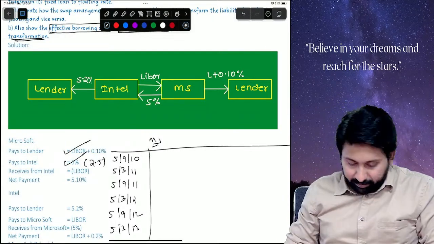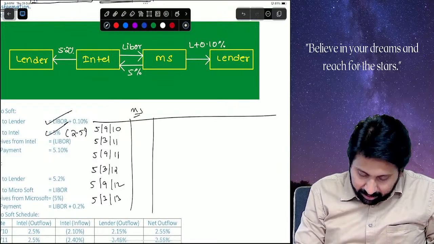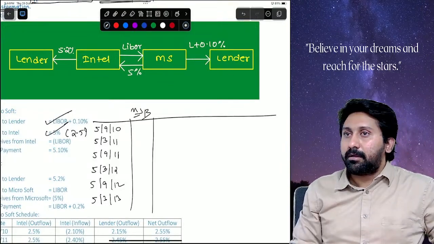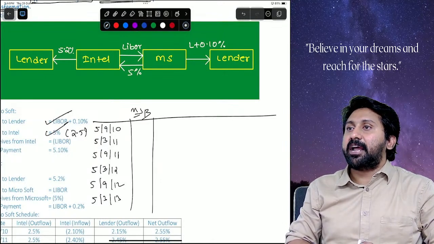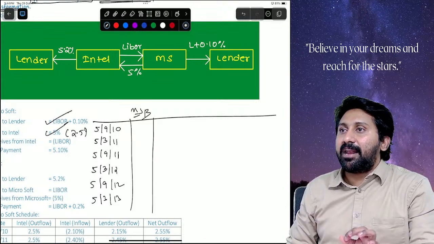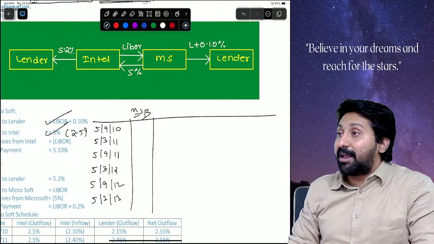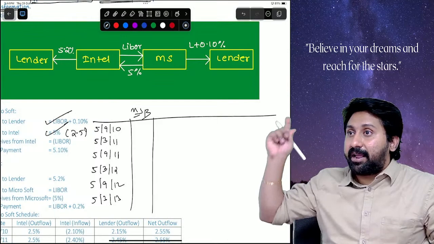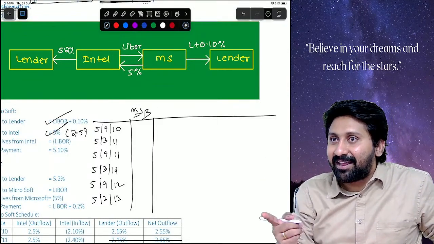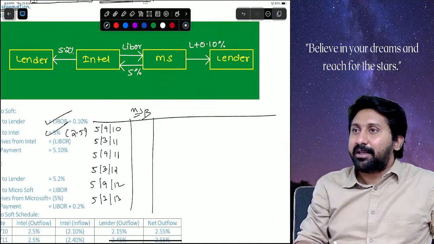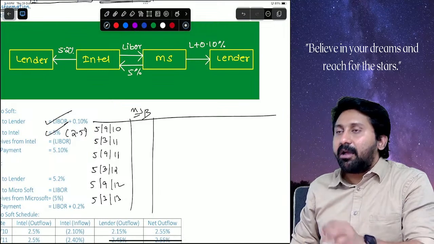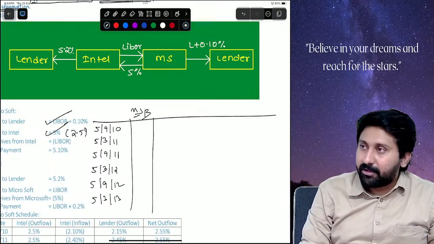Answer. Okay. First tell me, with the banker, how much Intel has to pay? Think and answer at respective dates. LIBOR or LIBOR plus 0.1? LIBOR plus 0.1. Originally with the banker, Microsoft has to pay. I said Intel. Sorry, I'm very sorry. Microsoft has to pay LIBOR plus 0.1 or not?